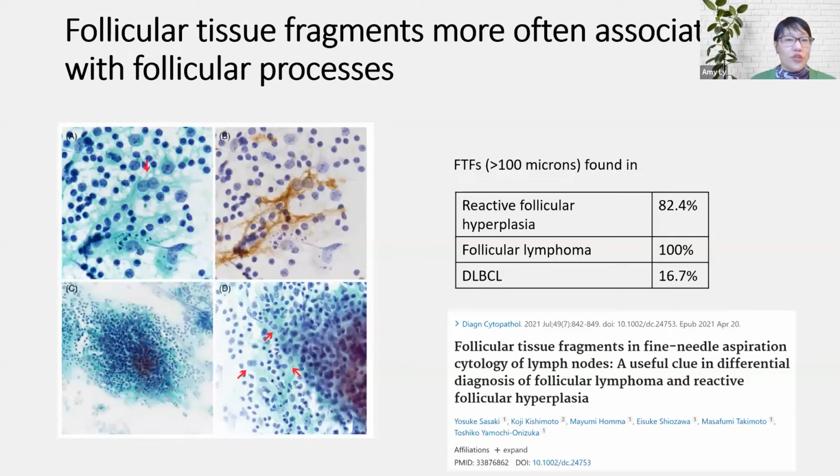Other cytologic features that have been probed include follicular tissue fragments that were found in this 2021 paper from Japan. They suggest that finding follicular tissue fragments can help differentiate follicular-based processes, but with these being found in reactive and follicular lymphomas in a very similar frequency, 82% versus 100%, it doesn't seem incredibly helpful to diagnose lymph nodes on their own.